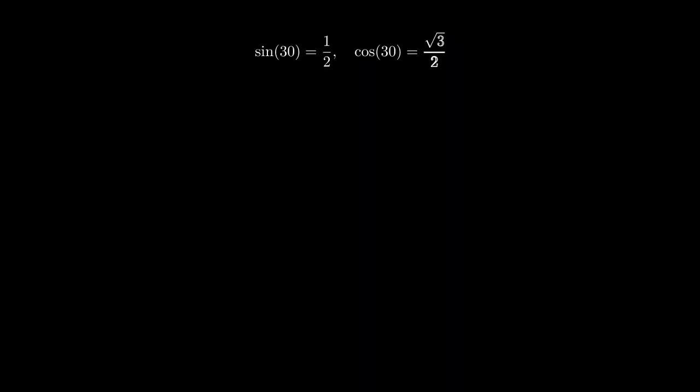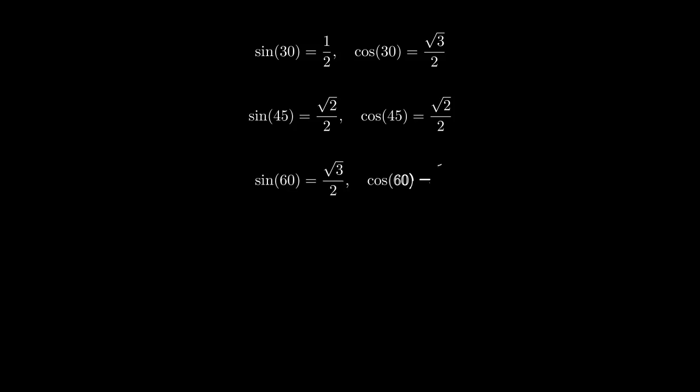At 30 degrees, sine equals 1/2, and cosine equals square root of 3 over 2. At 45 degrees, both sine and cosine equal square root of 2 over 2. At 60 degrees, sine equals square root of 3 over 2, and cosine equals 1/2. At 90 degrees, sine equals 1, and cosine equals 0.